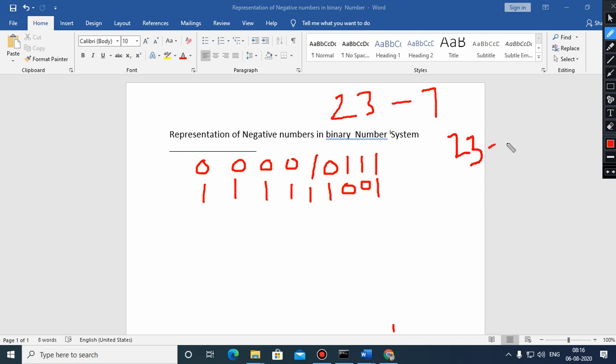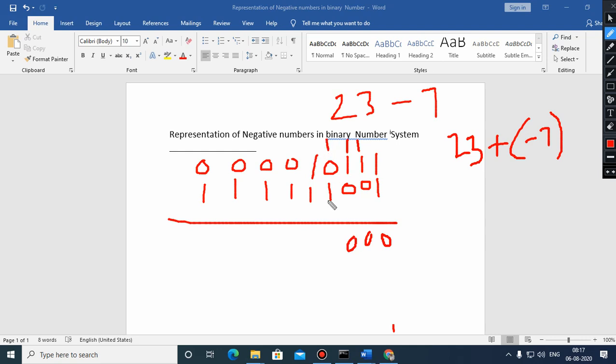So children, this is minus 7 in 2's complement, which I am going to add with 23. The expression is 23 plus minus 7. Okay, so just add these two. Here you will get 1 plus 1, which is 0, 1 is being forwarded. It is 0, 1 is being forwarded, which is 0. 1 is being forwarded again, which is 0. 1 is being forwarded, it is 1, and 1 is being forwarded. In a similar way, it is 0, 0, 0, 0, and 1 overflow bit.